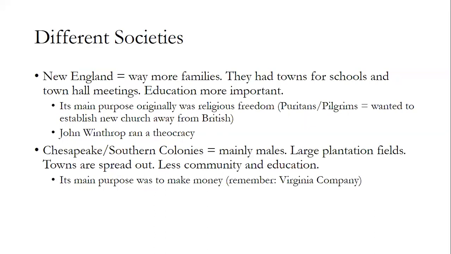So New England is going to have way more families. So when it comes to the characteristics of the people there, they're going to be way more family oriented. The Chesapeake is largely males, and that's because they're trying to make money. All right. So since there's more families, another characteristic of New England is that they lived in towns. All right. And they had towns so they could have schools and town hall meetings.